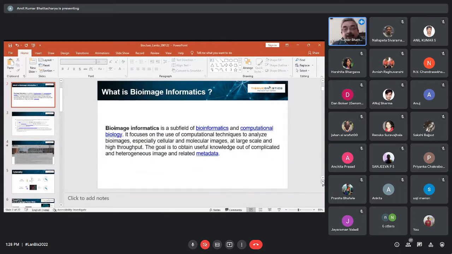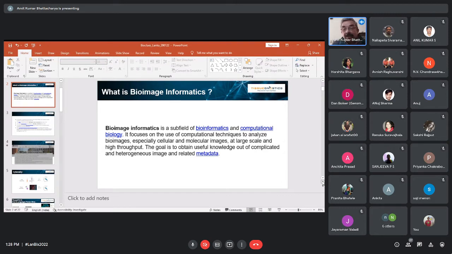So, what is bioimage informatics? Bioimage informatics is a subfield of bioinformatics and computational biology. It focuses on the use of computational techniques to analyze bioimages, especially cellular and molecular images at large scale and high throughput. This is exactly what we do: we have images of tissues, and these are therefore not mainly at the subcellular level. These are at the cellular level, to a certain extent subcellular.